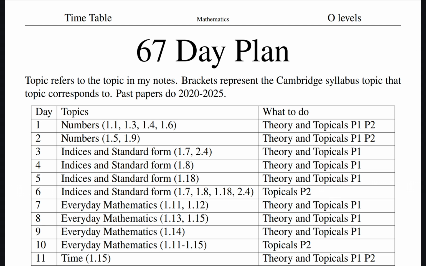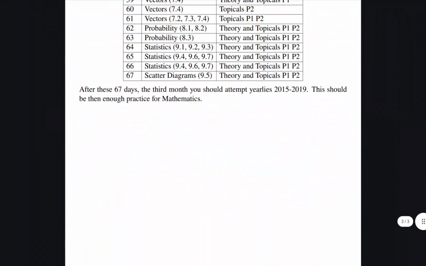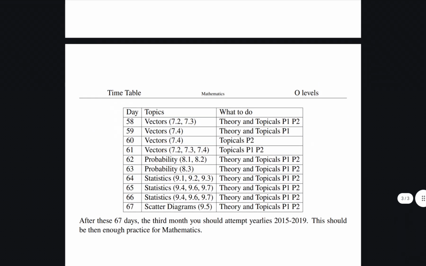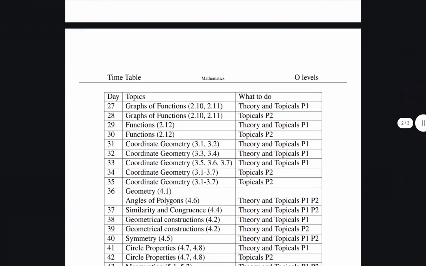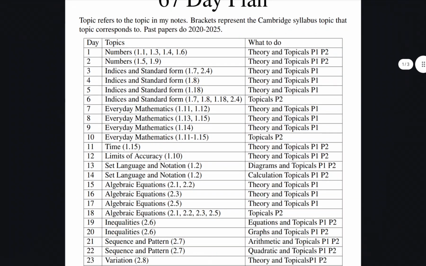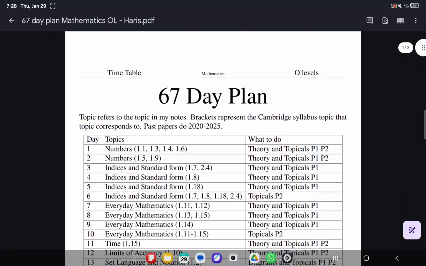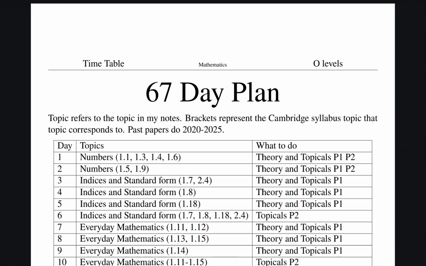Now first off, the title: 67 days. This is the new 2026. We should not have this, but we do. This 67 days happened to be the one I landed on after carefully thinking which topics someone should do in a reasonable amount of time. Next, this topic refers to the topic in my notes.